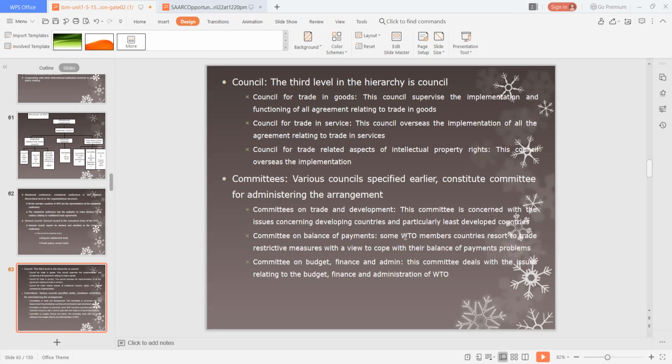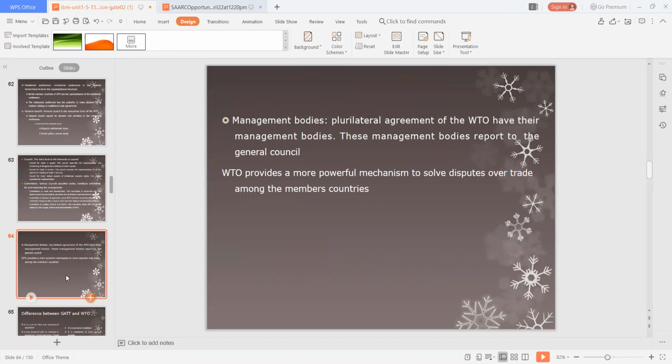Committees: the various councils specified earlier constitute committees for administering the arrangement. Committees on trade and development, committees on balance of payments, committees on budget, finance, and administration. The first is concerned with issues concerning developing countries and particularly least developed countries. The second deals with resorting to trade restrictive measures in view of balance of payments problems. The last focuses on the budget, finance, and administration of the WTO. Finance plays an important role in carrying out things. Management bodies: the plurilateral agreements of the WTO have their own management bodies. These management bodies report to the General Council. The WTO provides a more powerful mechanism to solve trade disputes among the member countries.